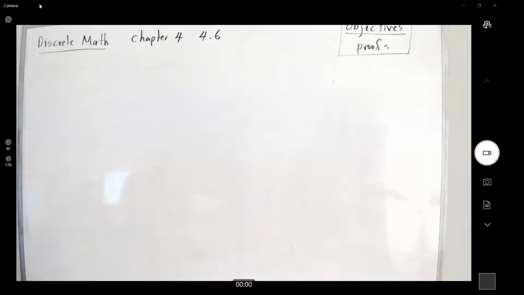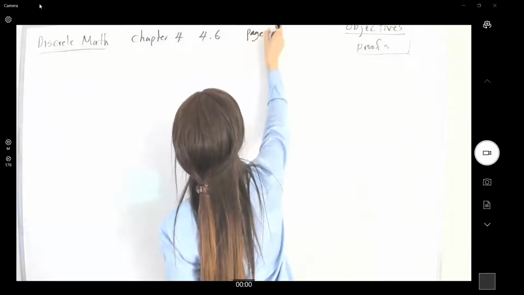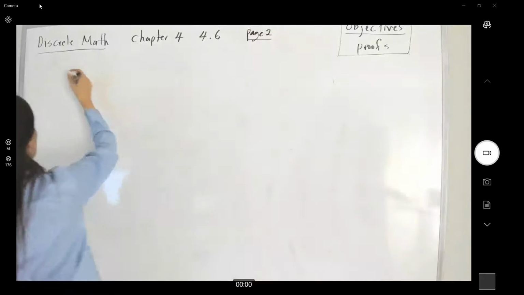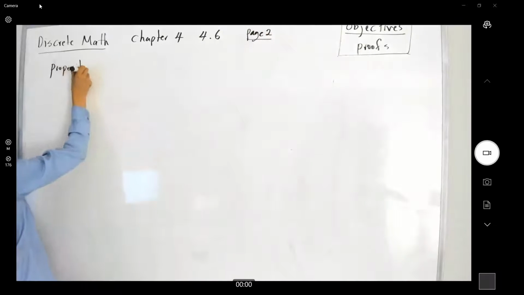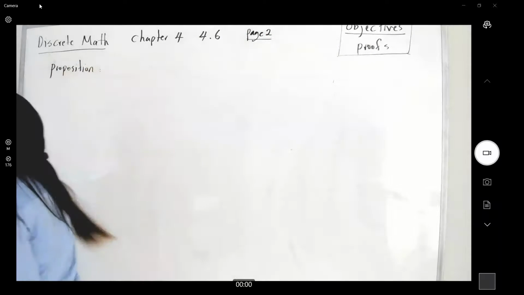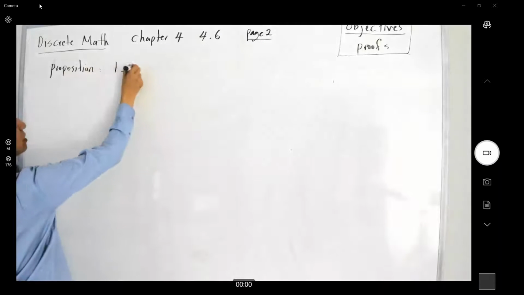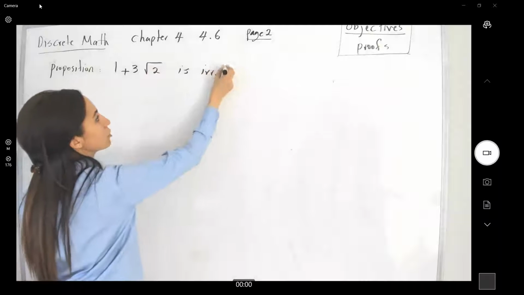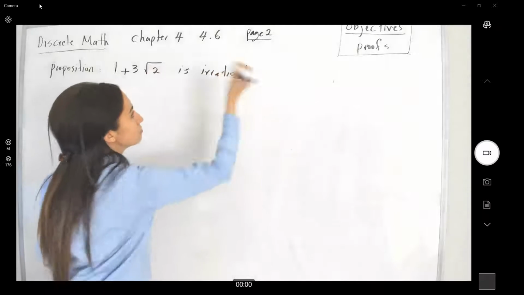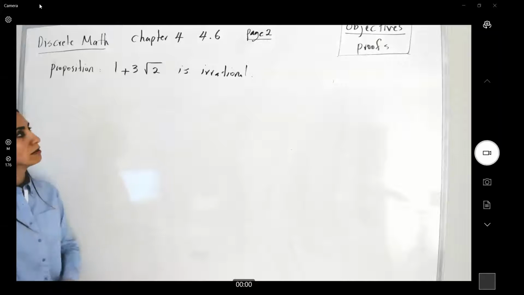So we moved on to page 2. Here we have a proposition. The proposition says that 1 plus 3 times square root of 2 is irrational. Okay, perfect.